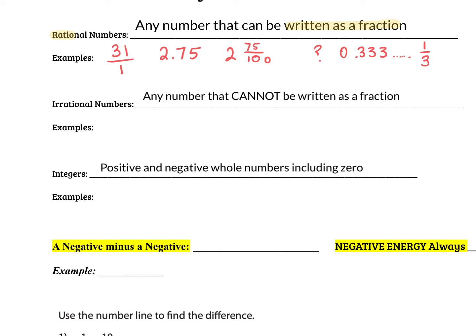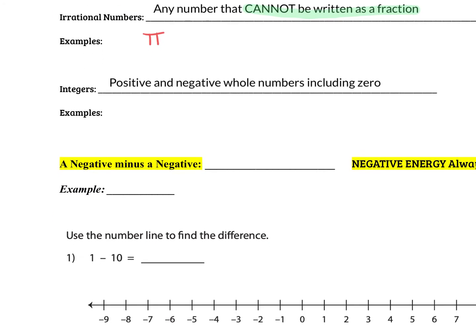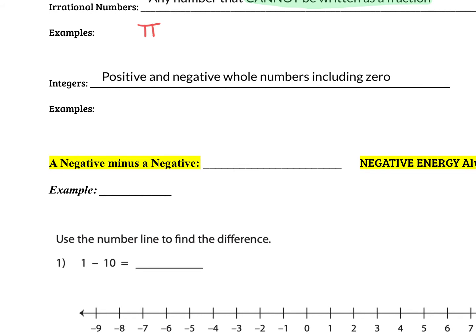Irrational numbers are any numbers that cannot be written as fractions. And what's our most famous irrational number? Pi. Let's think about our integers. Integers are all of our positive and negative whole numbers, including 0. So remember, it could be like -2, -1, 0, 1, 2, and so on.